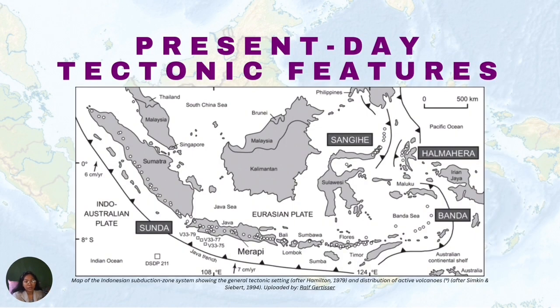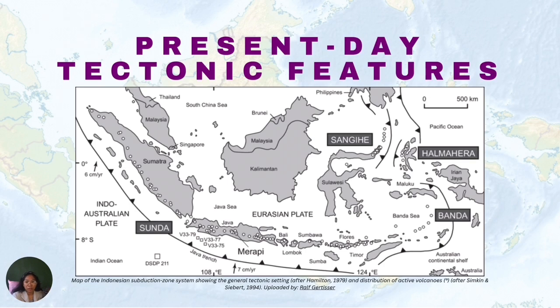And now, this map shows the present day tectonic features of Indonesia. Today, Indonesia stands as a complex tectonic puzzle, made of over 18,000 islands stretching more than 5,000 kilometers from west to east. Also, it lies right at the intersection of three major tectonic plates: the Eurasian Plate, the Indo-Australian Plate, and the Pacific Philippine Sea Plate.